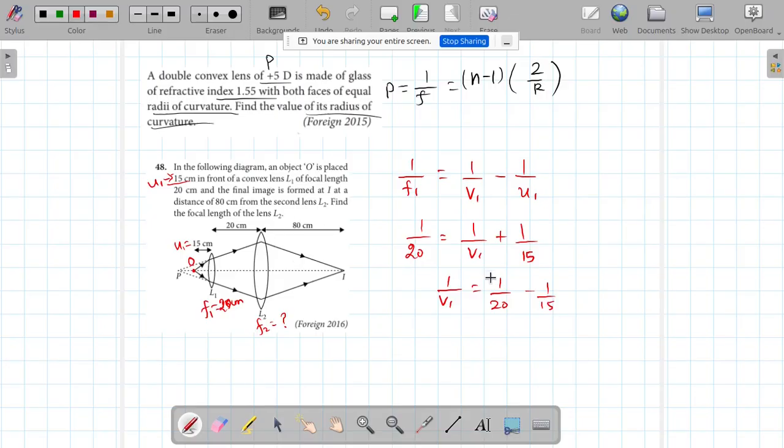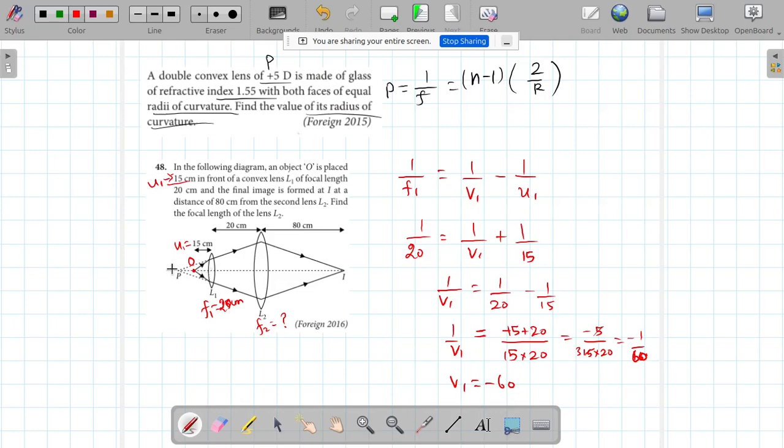Okay, we will see one by one. Minus 15 plus 20 divided by 15 into 20. It is 15 into 20, so we are going to get a negative answer. Minus 5 divided by 15 into 20. So 3 becomes minus 1 by 60. Actually, v1 equals minus 60. Now what happens?